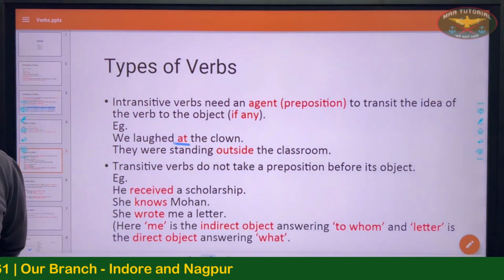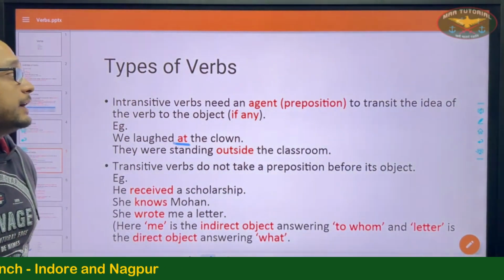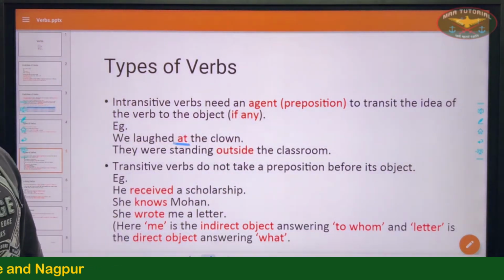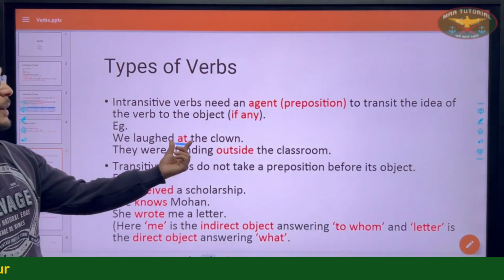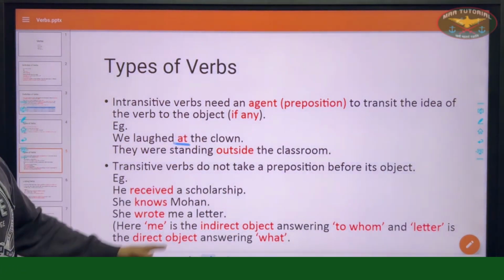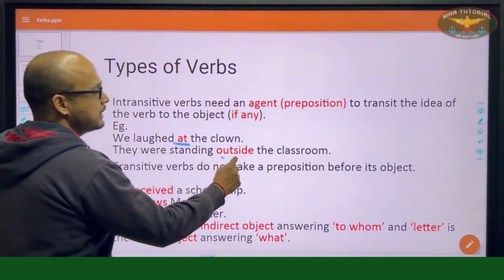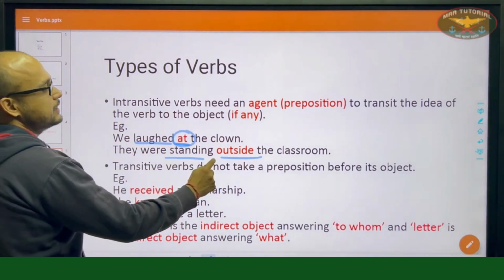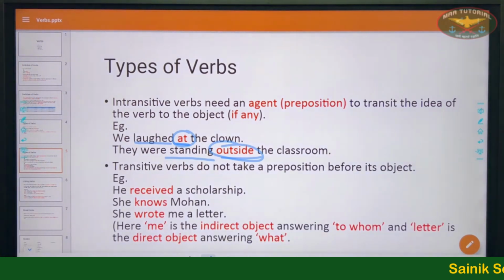So laughed here is an intransitive verb, though it might look like it is taking an object, but it is not. It is using an agent, a preposition, to transit the idea. To transit the idea of laugh, that we are laughing at the clown, we need a preposition. And if we need a preposition to transit the idea, then it is an intransitive verb, though it might look like it is taking an object. They were standing outside the classroom. So the verb there is standing, and outside is the agent that transits the idea.